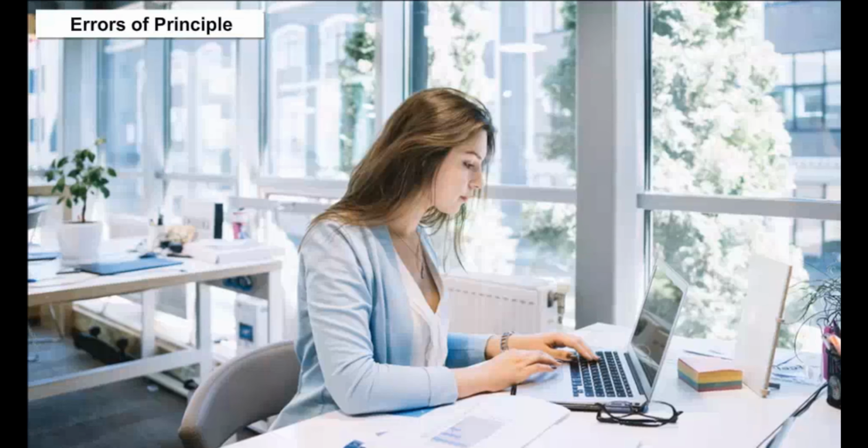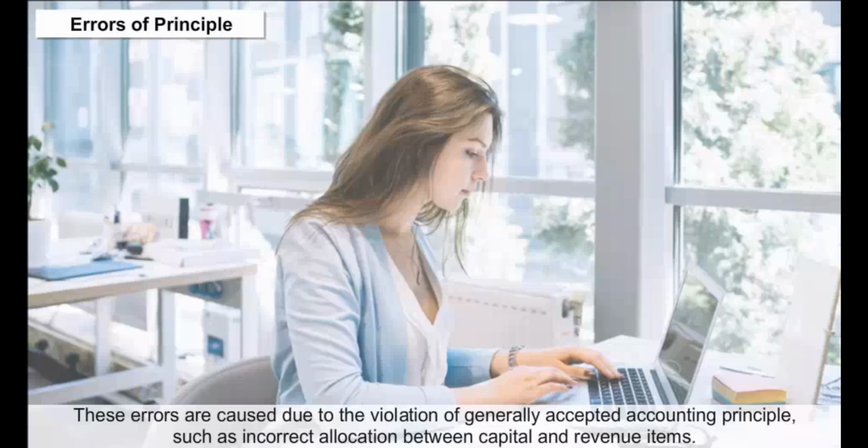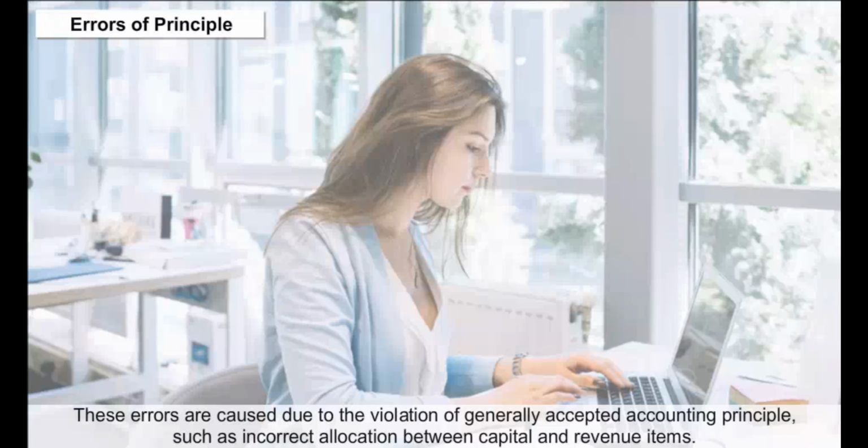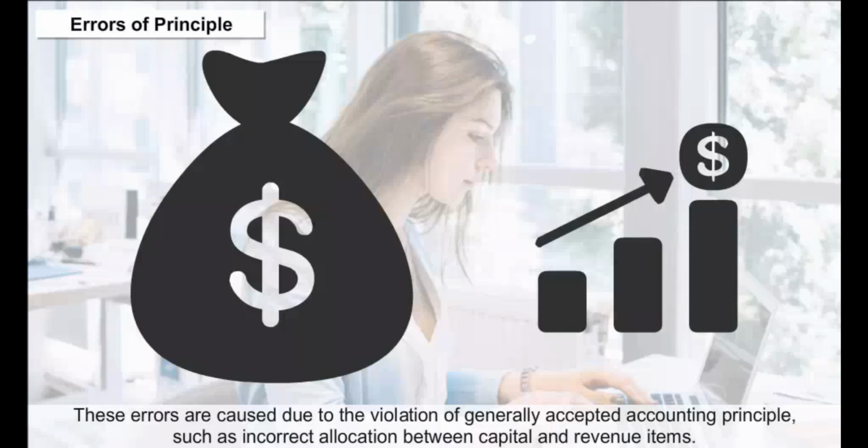3. Errors of principle. These errors are caused due to the violation of generally accepted accounting principle, such as incorrect allocation between capital and revenue items.